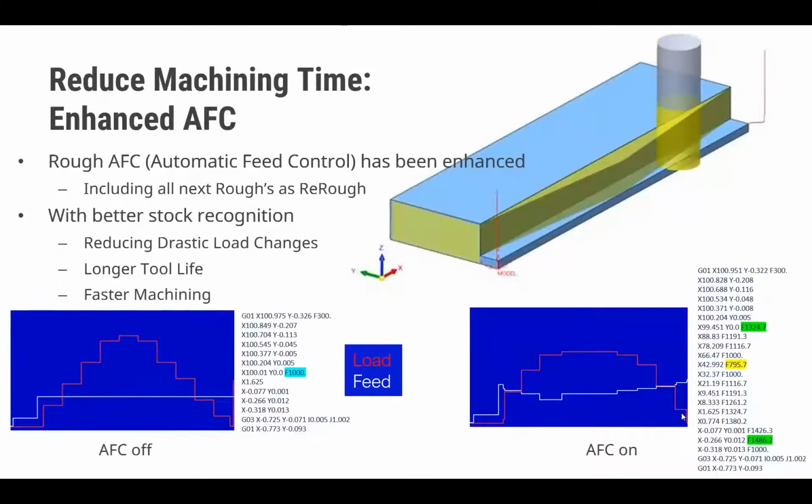Overall, there have been some enhancements to the AFC, the automatic feed control, including on the next rough and as re-rough, with better stock recognition, reduced drastic load changes, longer tool life, and faster machining, as you can see below.